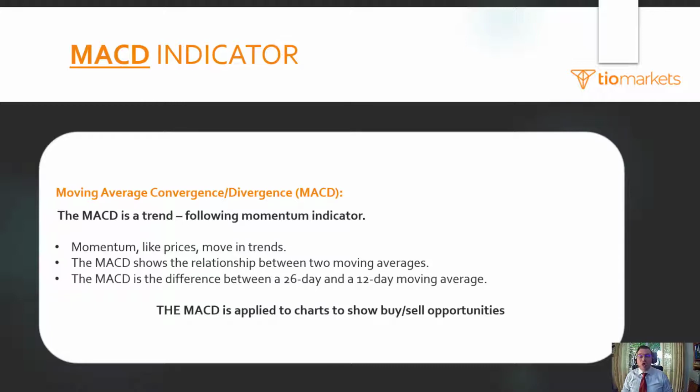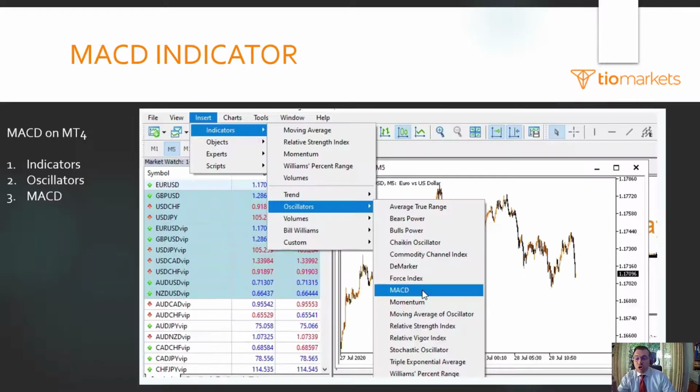It's measuring how strong the momentum is behind the price, and whether or not price is weakening or gathering strength. Momentum, like prices, moves in a trend, so momentum will trend the same way that price trends. The MACD shows the relationship between two moving averages, the difference between the 26-day moving average and the 12-day moving average. The MACD is applied to charts, and this is key: if applied correctly, it will show you buy and sell opportunities.